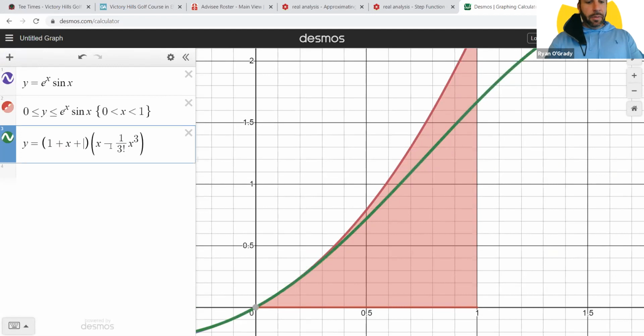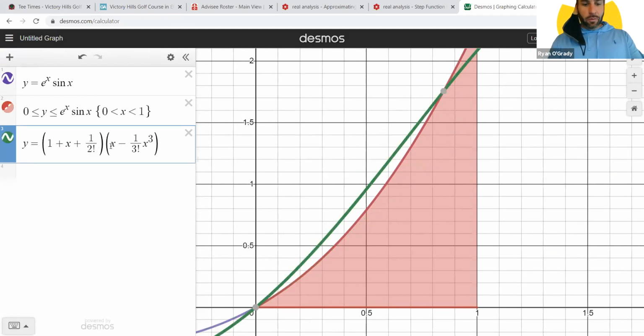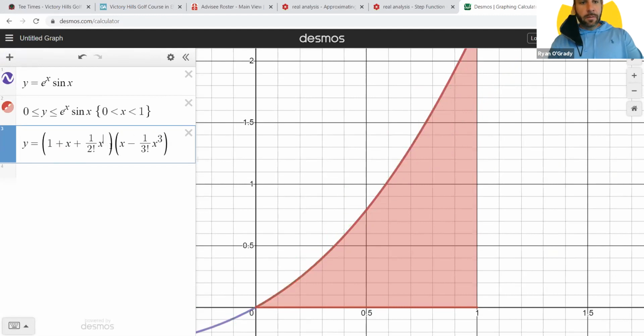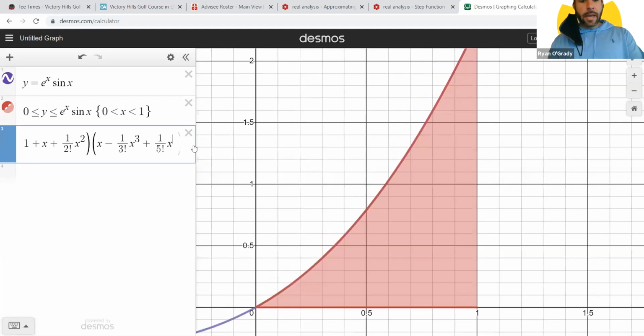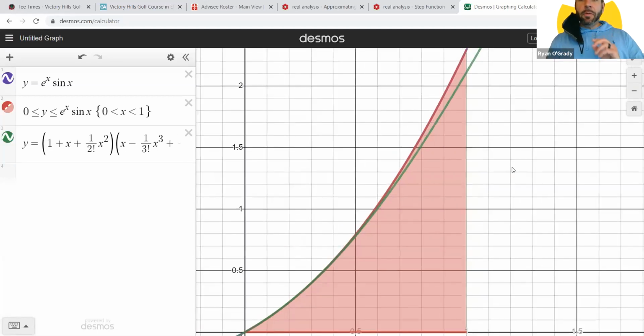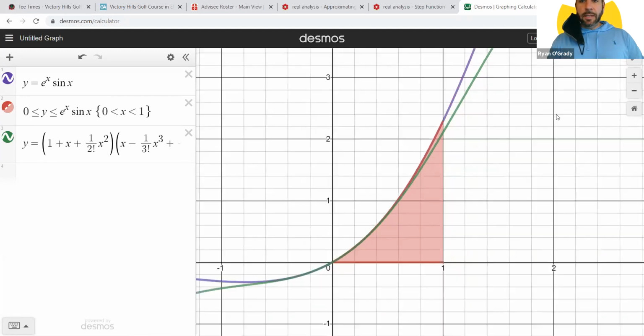What if I put the plus 1 divided by 2 factorial, which is still 2, x squared, and then I add the next term here, which would be plus 1 divided by 5 factorial x to the 5th. And now my approximation has become slightly better, right? I'm only missing this portion. Do you understand what I'm saying here?